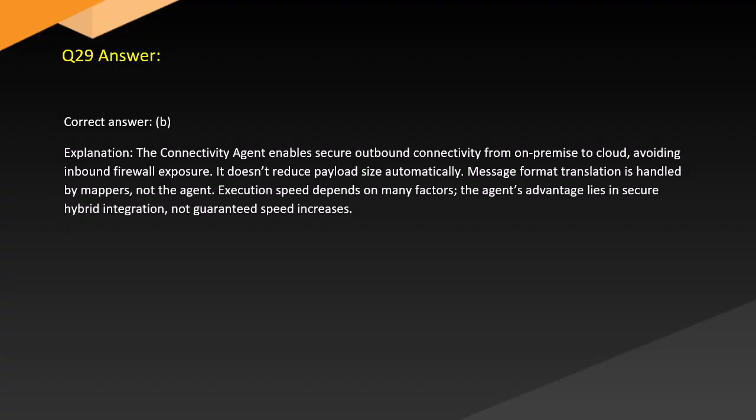Answer. Correct answer: B. Explanation. The connectivity agent enables secure outbound connectivity from on-premise to cloud, avoiding inbound firewall exposure. It doesn't reduce payload size automatically. Message format translation is handled by mappers, not the agent. Execution speed depends on many factors. The agent's advantage lies in secure hybrid integration, not guaranteed speed increases.